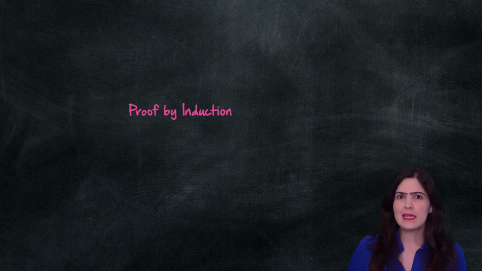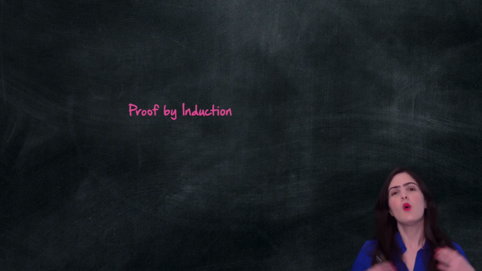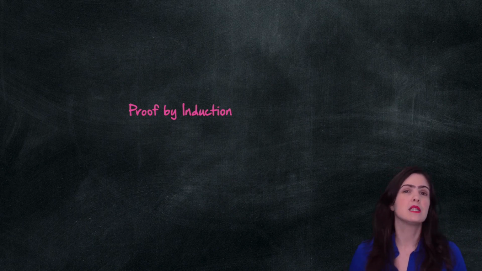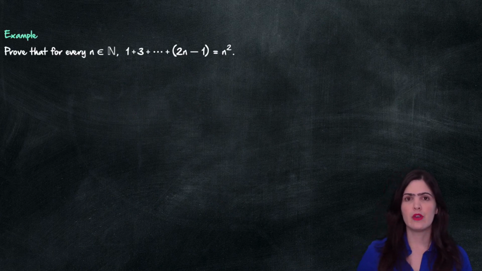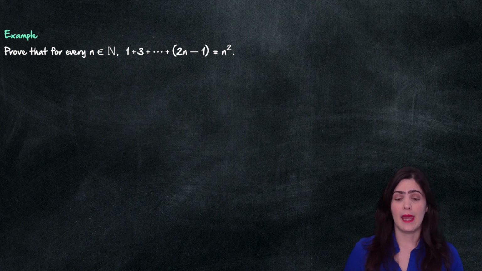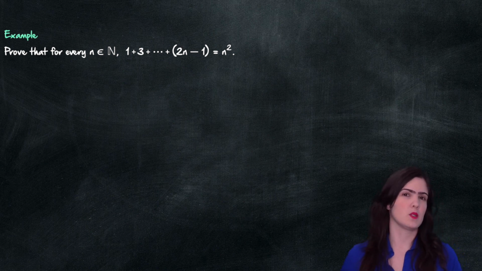So let's take a look at an example, and going through this example, we're going to see what the main ideas behind the proof by induction method are. Okay, so we're going to prove that for any natural number n, 1 plus 3 plus ... plus 2n minus 1 is equal to n squared. That is, the sum of the first n odd natural numbers is equal to n squared.